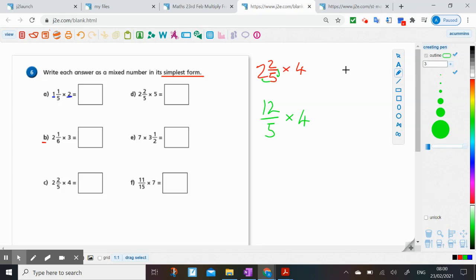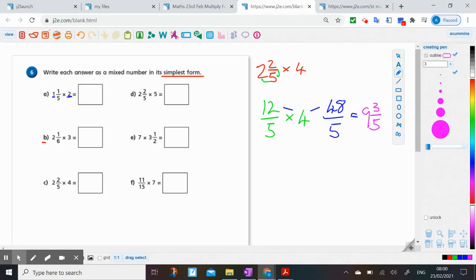So now you follow the same steps as before. 12 times 4 is 48/5. But this is improper, so that's no good. So we need to use division. What is 48 divided by 5? Well, 9 times 5, of course, is 45, and the remainder would therefore be 3. So you see, we end up with the same answer.